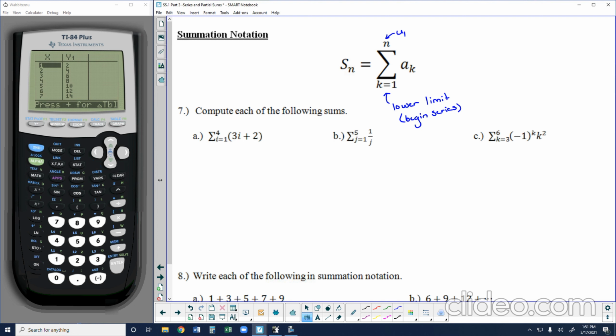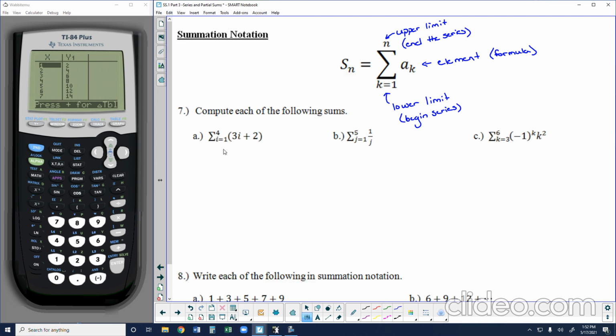N is the upper limit, and this is where we end the series. And then a sub k, this is called the element, or essentially the formula to find a term. We'll just call it a formula for right now. Variables may vary here, but what this says is add the first term through the nth term found by this expression. So let's take a look at problem number 7.